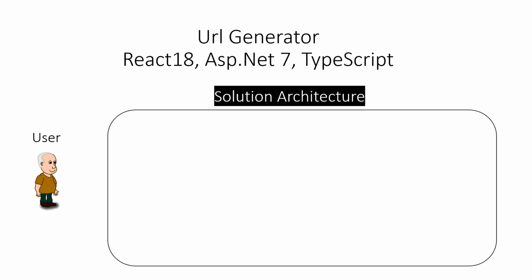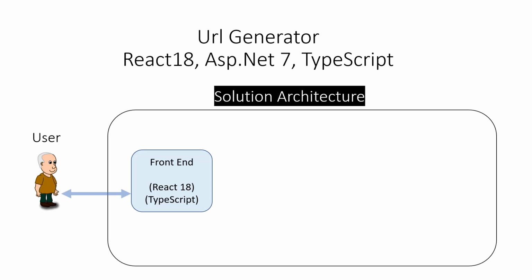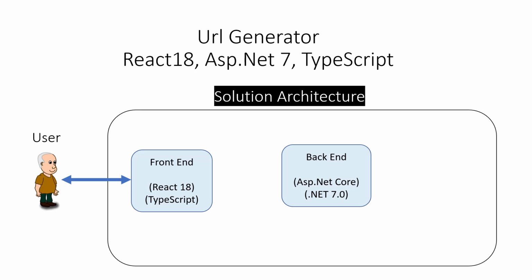Let's say that we have a user, and this user has interaction with our front-end project, which is a React 18 project that uses TypeScript. On the other hand, we have a backend project, which is an ASP.NET Core and its final version, .NET 7 Web API, and the interaction between our frontend and our backend project will be by using HTTP requests and REST API methods.